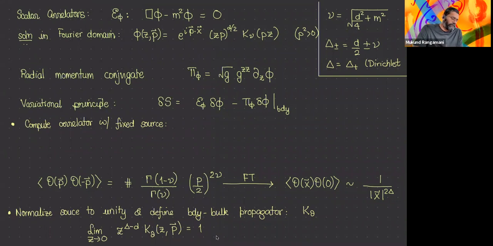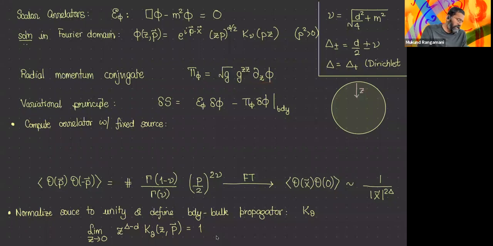I also said that the way I'm going to interpret this problem is I'm going to think about evolving radially inward from the boundary. And so I can try to do a classical analysis of the momentum conjugate to this radial evolution direction. So I'll define the conjugate momentum density to the field, with appropriate root g's, as the derivative in the radial direction.